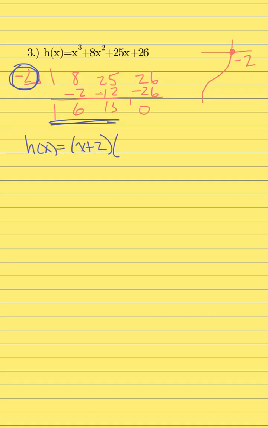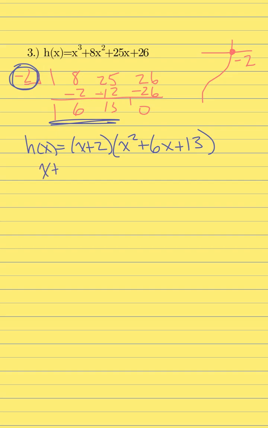From the 1, 6, 13, that's our quadratic, 1x squared plus 6x plus 13. All right? That's the big deal of getting it factored into a binomial and a quadratic first. And now we can go ahead and solve the function, finding those zeros, by setting each factor equal to 0.